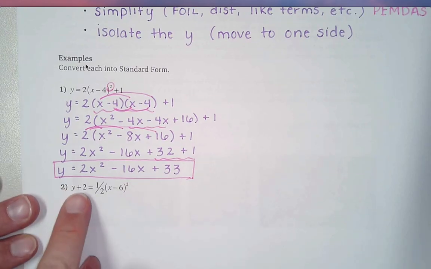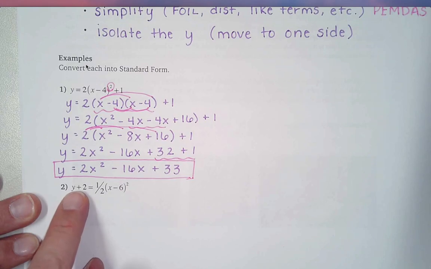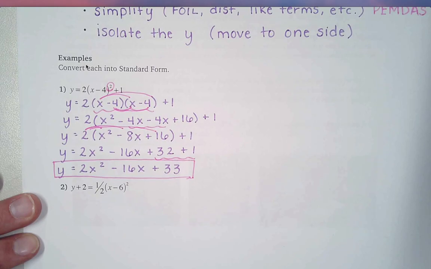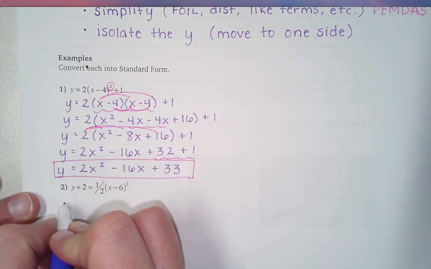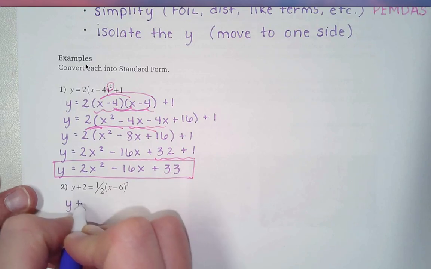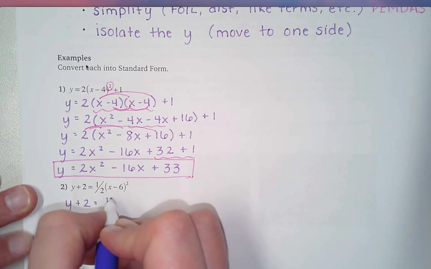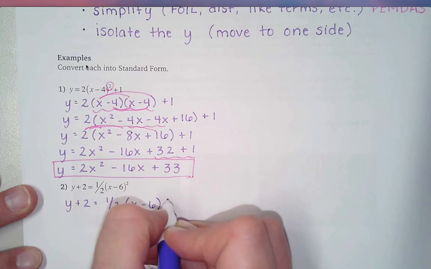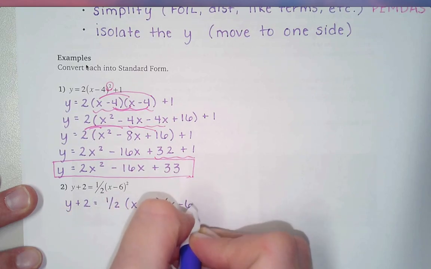So some people like to move this 2 at the beginning. They catch on right away that that 2 shouldn't be over there, that eventually we're going to need it over on the other side. I usually wait till the end. I usually clean everything else up and then I'll move the 2 at the end. But if you want to move it right now, that's okay. 1 half x minus 6, x minus 6. I'm going to FOIL.